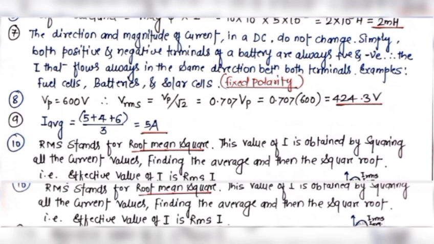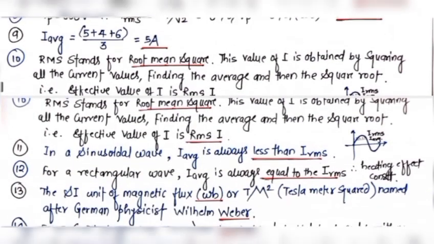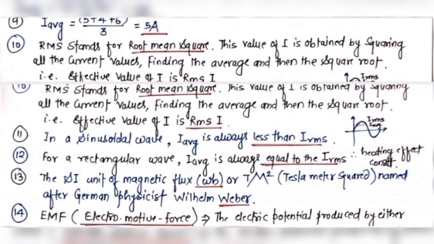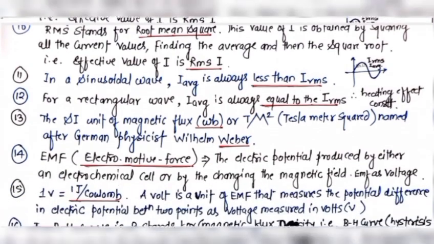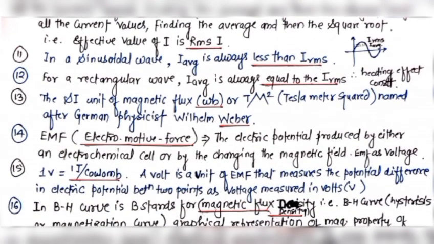Here, Vrms is equal to 0.707 of maximum voltage. I average is the average taken of instantaneous current values. RMS stands for root mean square. This value of current is obtained by squaring all the current values, finding the average, and then taking the square root. That is, the effective value of current is the RMS value of current.